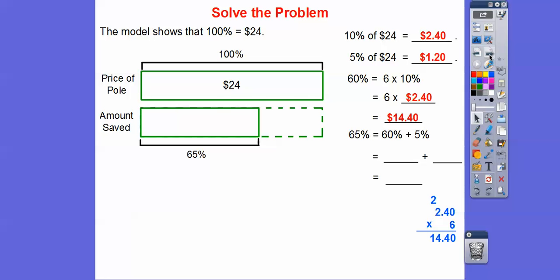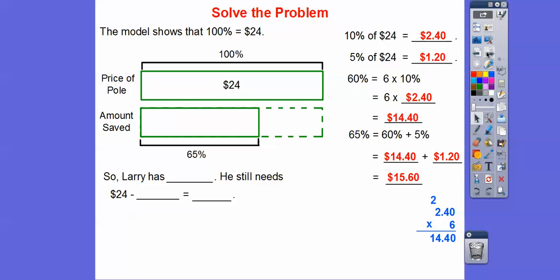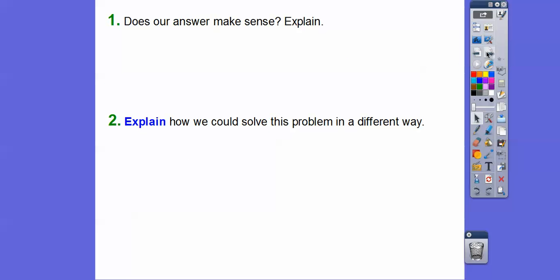All right, so now what we're going to do is 65% is 60% plus 5%. Well, remember 5% is the $1.20, and 60% is that $14.40, so we're going to add those together, and that's going to give us $15.60, okay? All right, so Larry has $15.60. He still needs $24 minus that $15.60, and so if we subtract that correctly, he still needs $8.40 on that, okay?